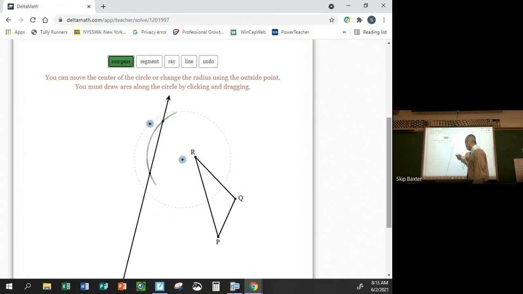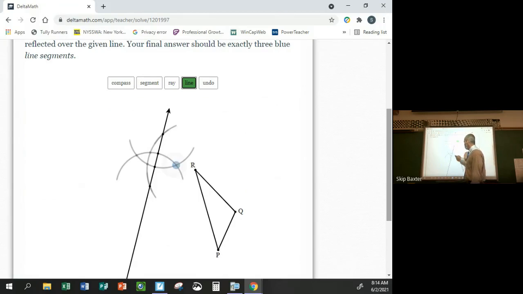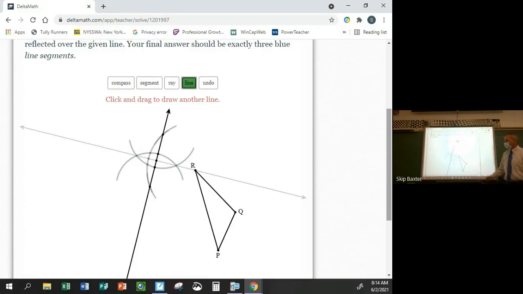Then I'm going to move my compass to that endpoint, make sure my compass is open more than halfway, and make an arc. Move it to the other endpoint over here, and make the same size arc. And then just connect the dots. I could do it with a line or a segment or a ray, it really doesn't matter. I'll do a line. And you'll see that that line should go right through R, which it does.